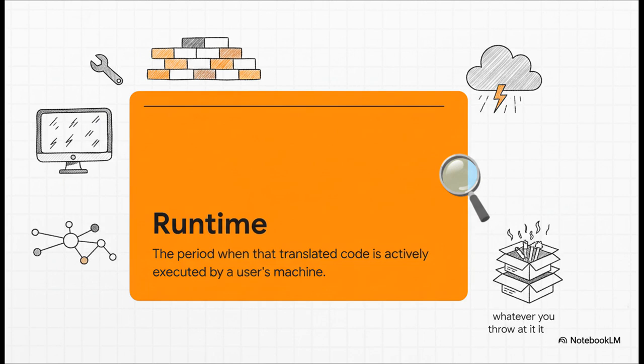This is when the construction crew shows up and actually starts building the thing, dealing with real-world problems. The code that the compiler translated is now running on your phone or your laptop. It's managing memory, it's talking to the operating system, and it's handling whatever you decide to throw at it.